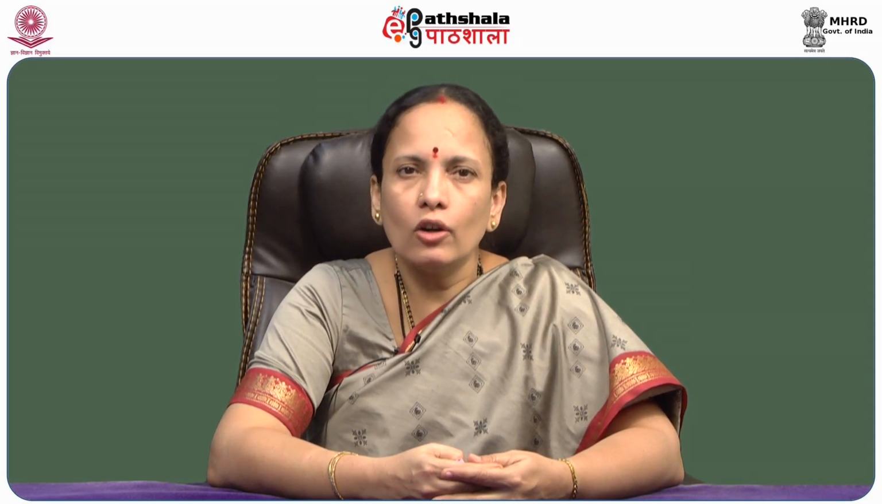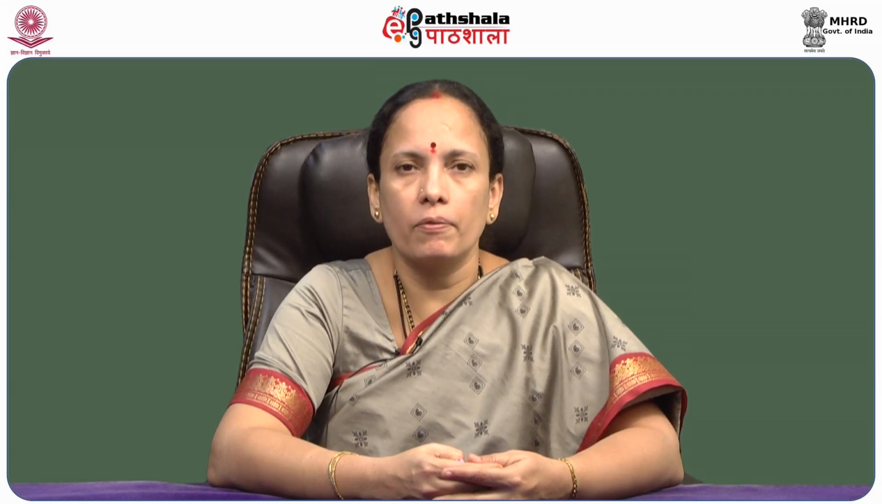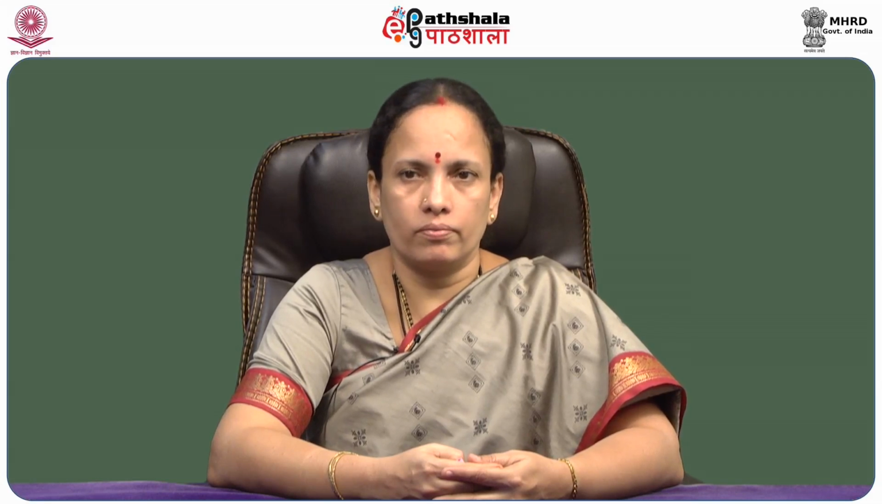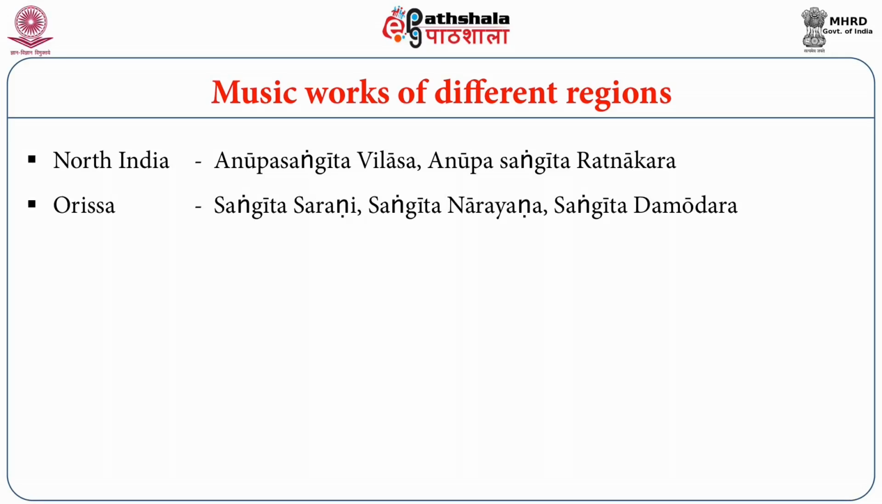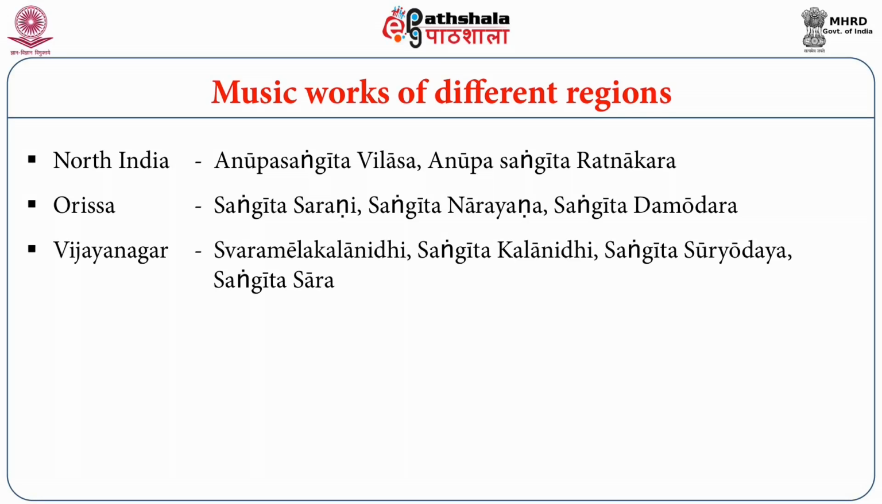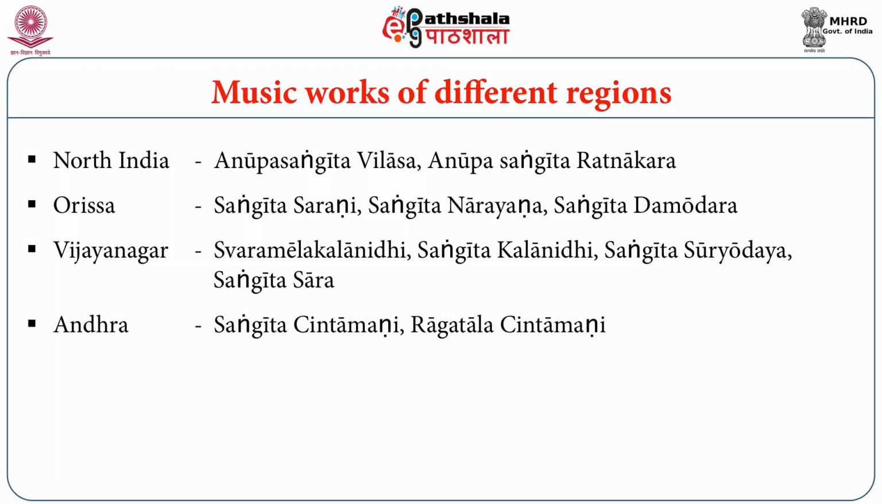Another aspect of looking at the musical works is the geographical area from where these works were written. For example, we see works like Anupa Sangeeta Vilasa and Anupa Sangeeta Ratnakara being developed from North India, and the Sangeeta Sarani, Sangeeta Narayana and others from the Orissa region. The authors belong to the Orissa region. And some works like the Swaramela Kalanidhi, Sangeeta Suryodaya, Sangeeta Sara all came from the Vijayanagar area. And from Andhra Pradesh, we see Sangeeta Chintamani of Vema Bhupala, who belonged to the Kondavedu dynasty.